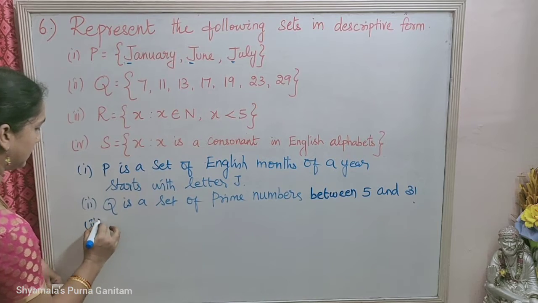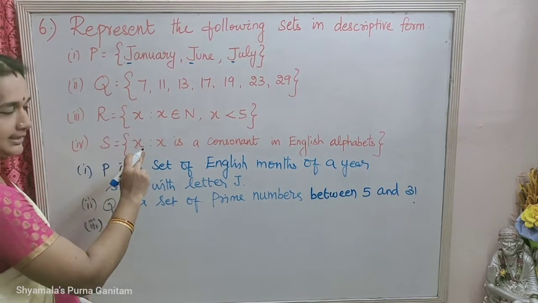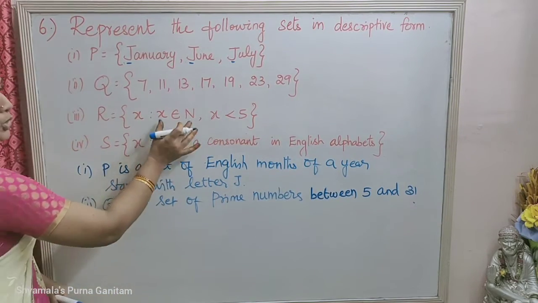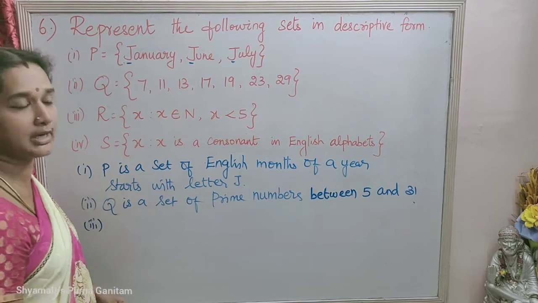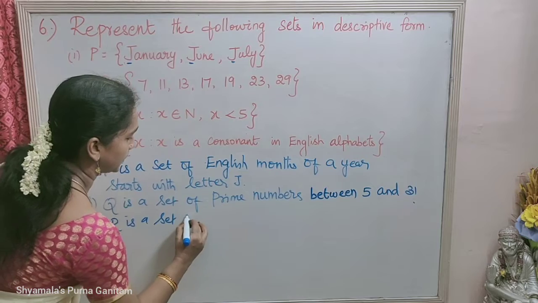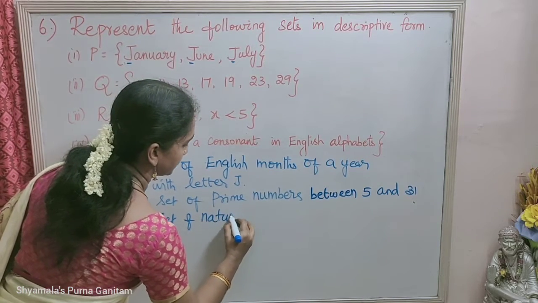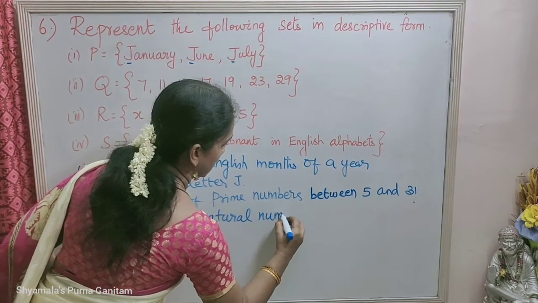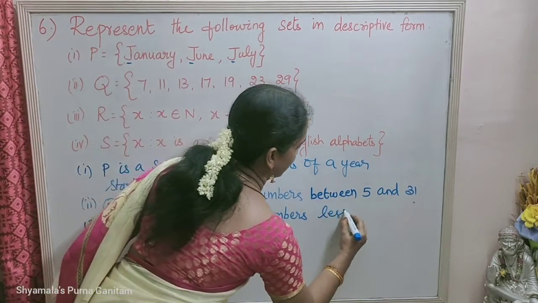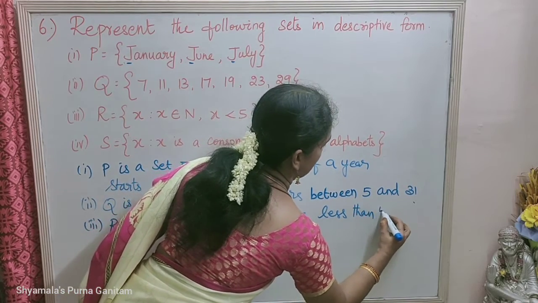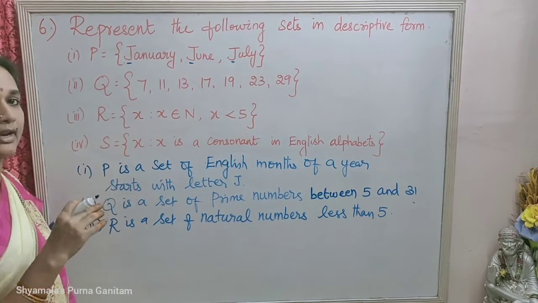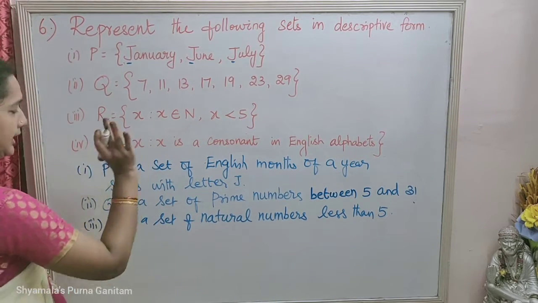Okay. Then the third one is R is equal to X such that X belongs to N and X less than 5. X belongs to N means N are natural numbers. So R is a set of natural numbers less than 5. If it is less than 5 only, you can write 1, 2, 3, 4. Only 4 elements you will get in this.